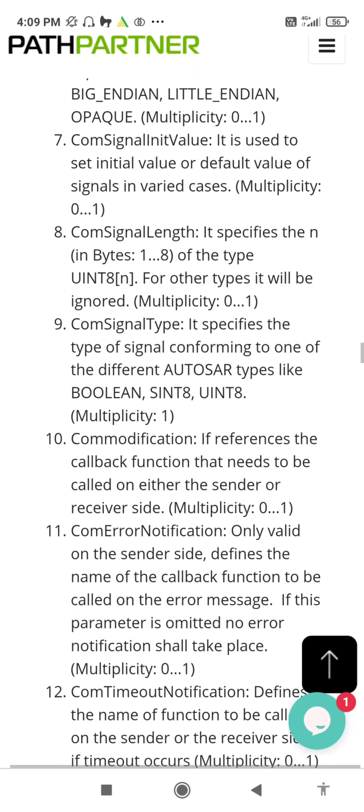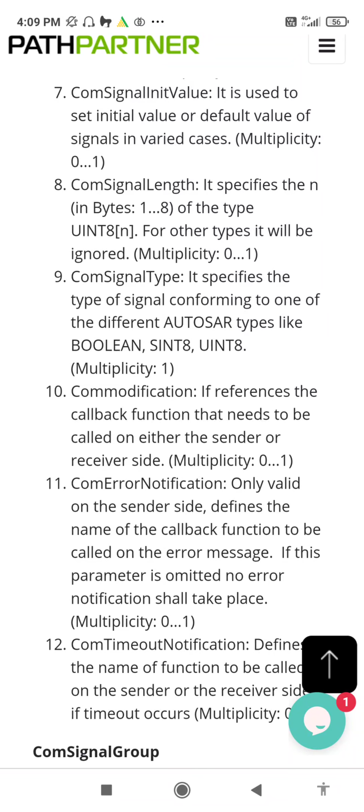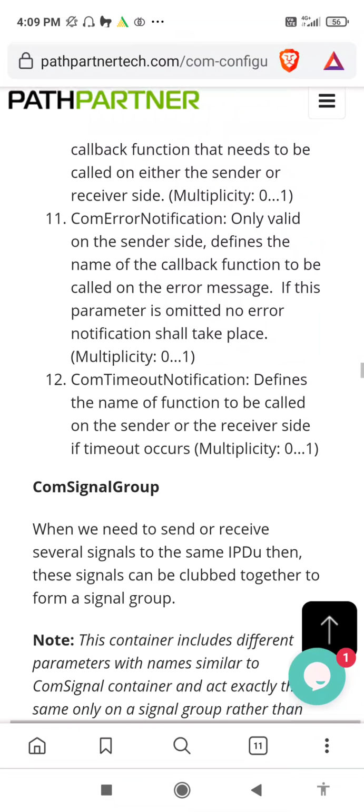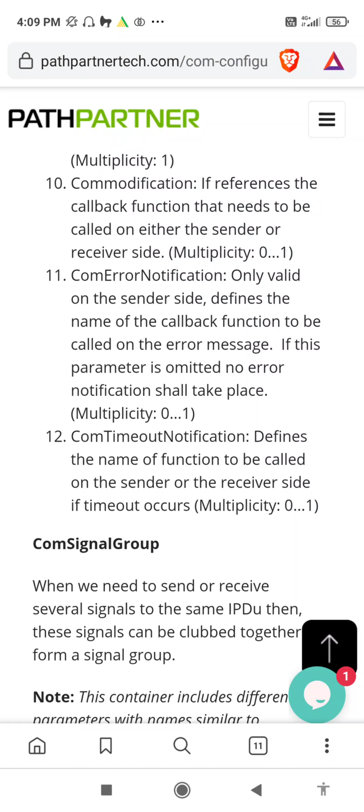Multiplicity 1. COM notification. It is a reference to the callback function that needs to be called on either the sender or receiver side. Multiplicity 0..1. COM error notification. Only valid on the sender side. Defines the name of the callback function to be called on the error message. If this parameter is omitted, no error notification shall take place. Multiplicity 0..1. COM timeout notification. Defines the name of function to be called on the sender or the receiver side if timeout occurs.